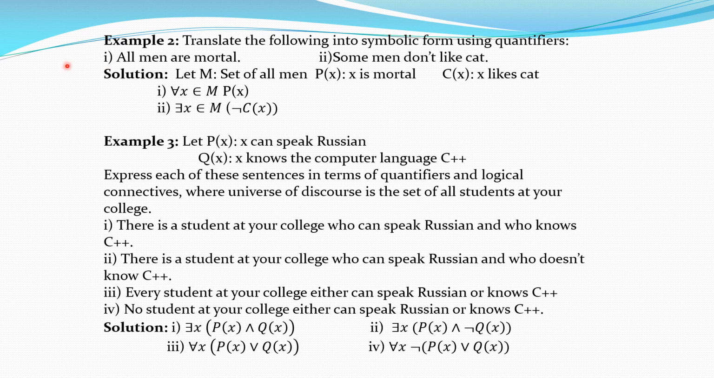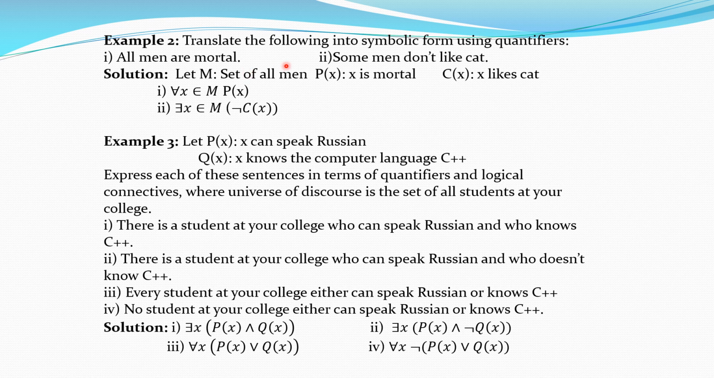Now as we have the domain set and we have Px, now we can write it in symbolic form. Now all men means it is for each and every man. So we use the universal quantifier for all x belonging to M. What is given about that x in M? x is mortal. So x is mortal means Px. So it is for all x in M, Px.